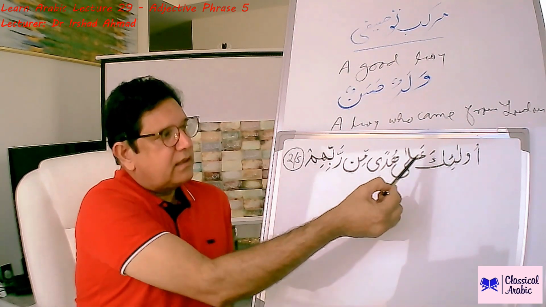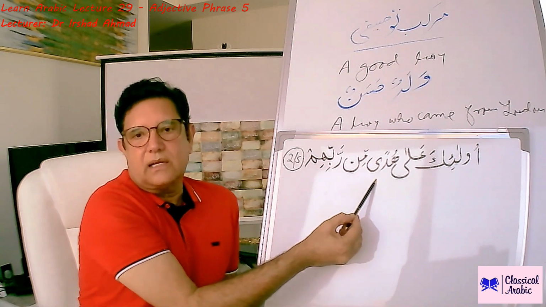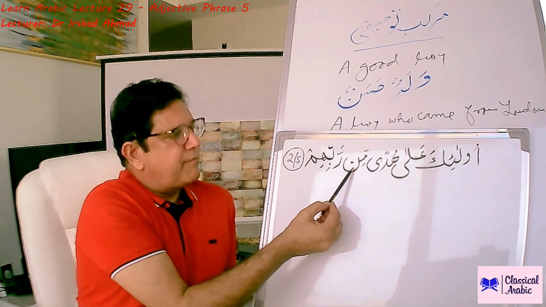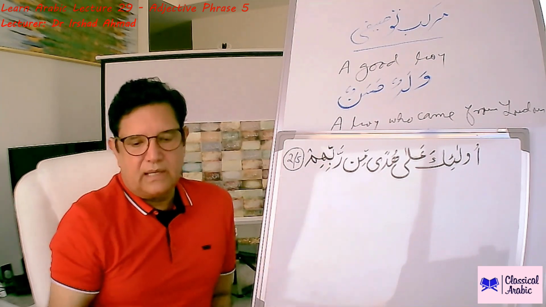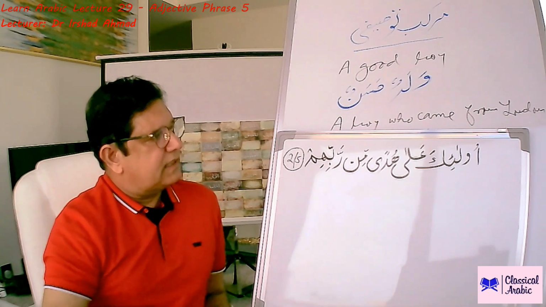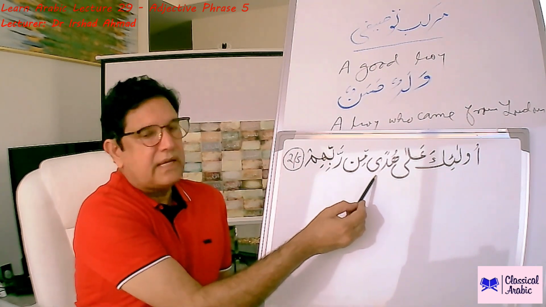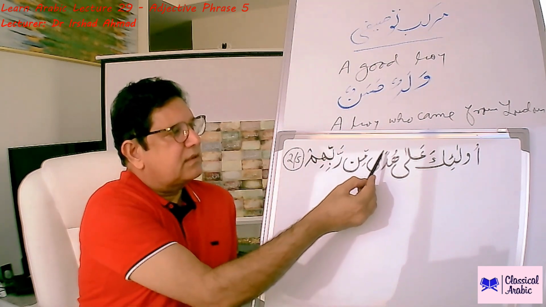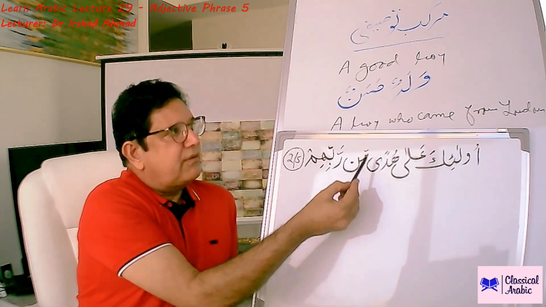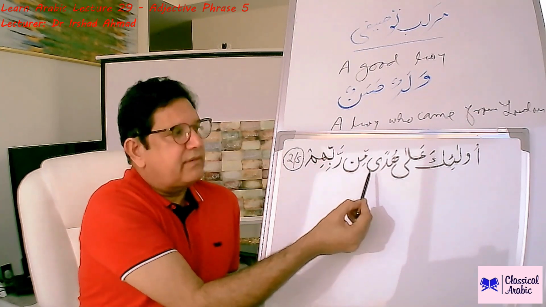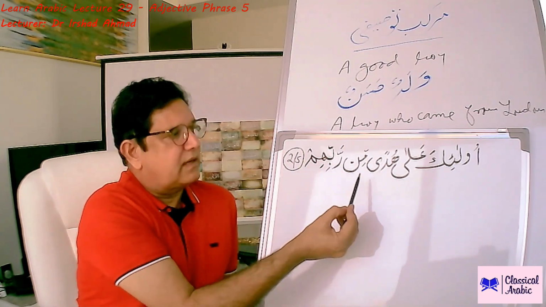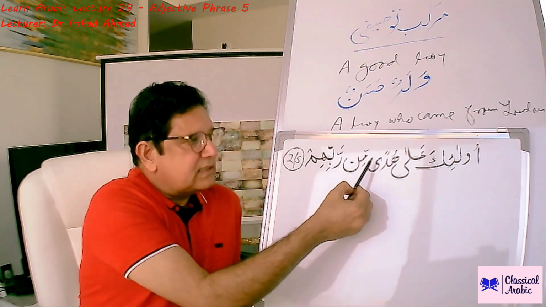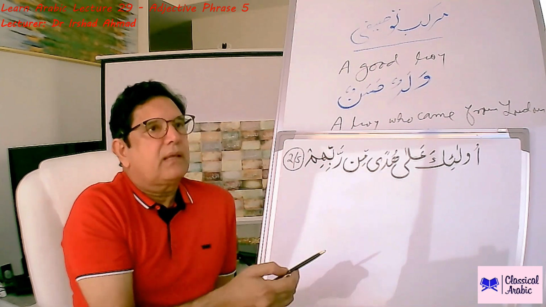Ulaika, they are on a guidance, hudan, a guidance. What kind of guidance? Min rabbihim, which is from their Lord. So in this case, hudan is mawsuf and this is sifa, because this is indefinite. So we have already identified that when an indefinite noun is followed by a phrase or a sentence, it is extremely likely to be this phrase or sentence describing that noun.